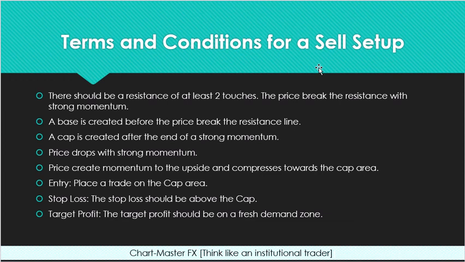So one of the conditions is that there should be a resistance of at least 2 touches. I've emphasized on that one. The price breaks the resistance with strong momentum, and a base is created before the price breaks the resistance line. Then the cap is created after the end of a strong momentum. Price drops with strong momentum. Price creates momentum to the upside and compresses towards the cap area.